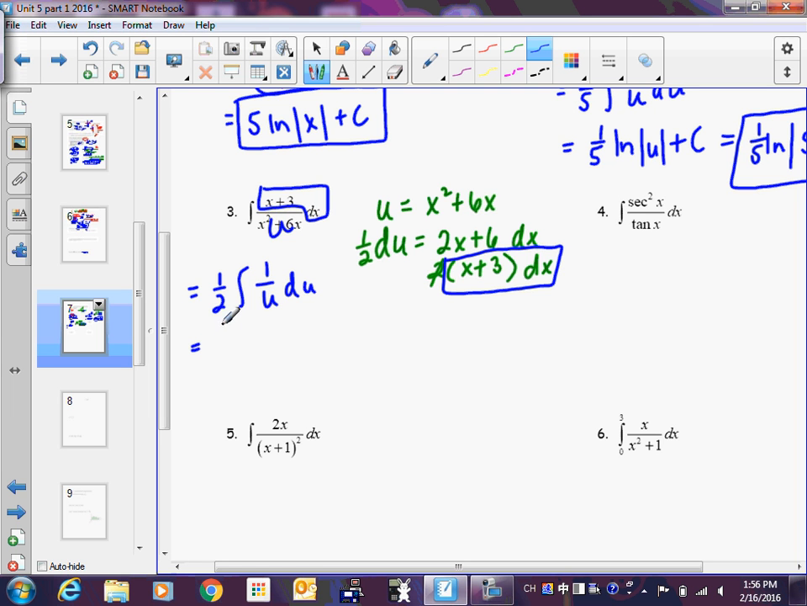A common mistake here is sometimes students, instead of writing 1 over u, they just write u. All right, what's the antiderivative of 1 over u? This is the new thing today: natural log of the absolute value of u plus c. And that becomes 1/2 natural log absolute value of x squared plus 6x plus c.